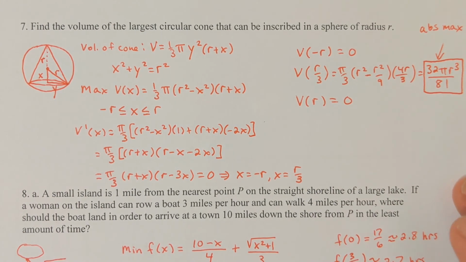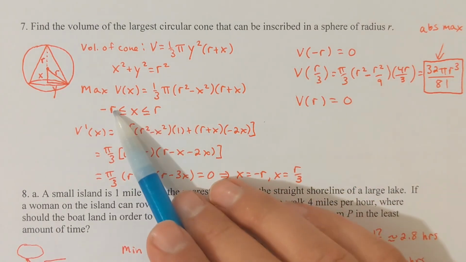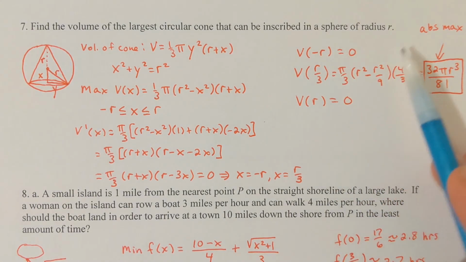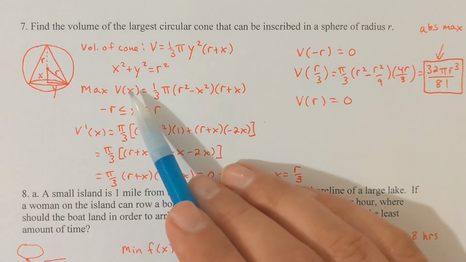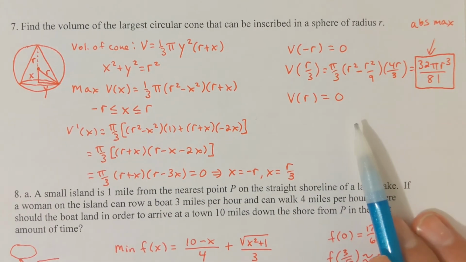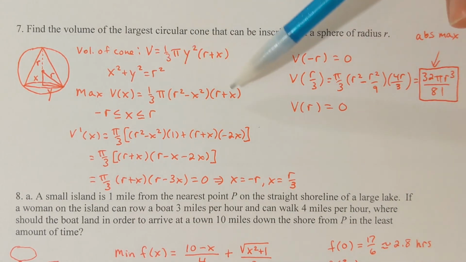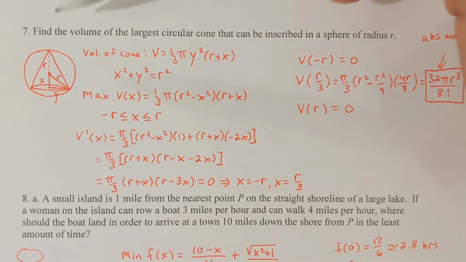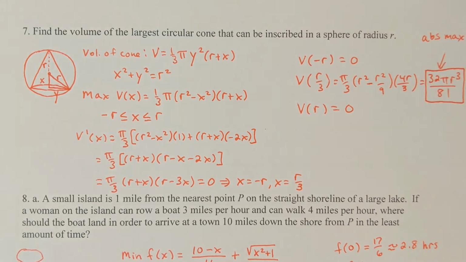Okay, and so now I'm going to plug in my critical values. Now I would have plugged in negative r anyway, since that's an endpoint on this closed interval. It's still a critical number though. So let's plug in r over 3, negative r, and then positive r into v, and see which one is the biggest. Well, if x is negative r, and you plug that into v, you're going to have 0. And that should make sense, right? If x is negative r, you're going to have just a single point at the top of the sphere. You're not actually building a cone, so the volume is 0.